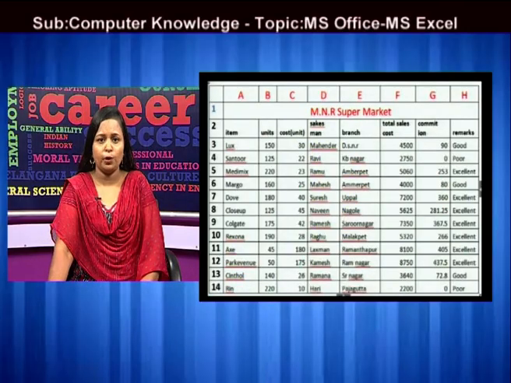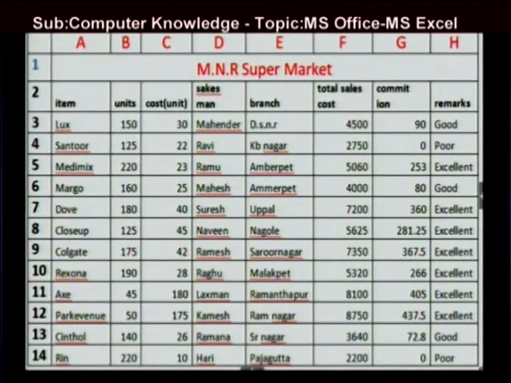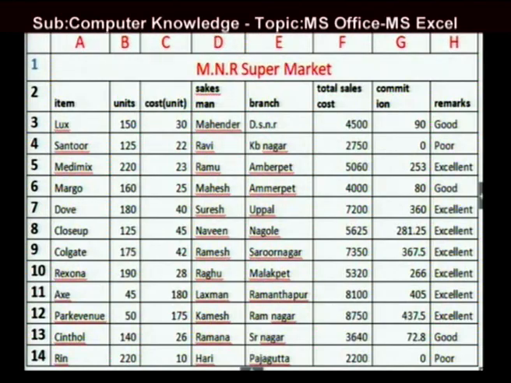Next one, coming into calculations, there are different types of calculations. So I have to select the M&R supermarket. The market consists of different types of items and units, and the cost of each item. Next, different sales managers, salesmen, different branches, and then total sale cost, commission amount and remarks. This is the structure. So, how to calculate the total sales?